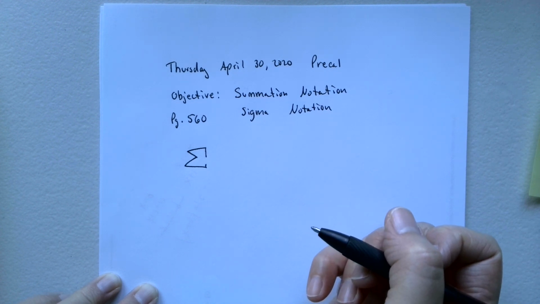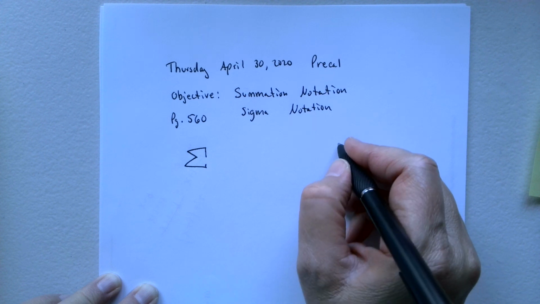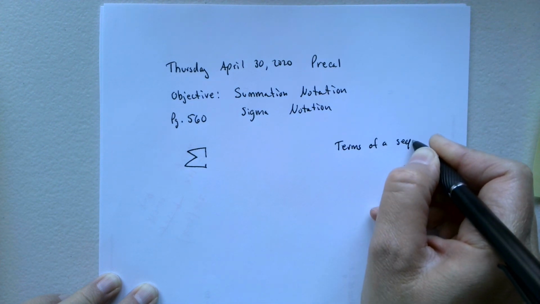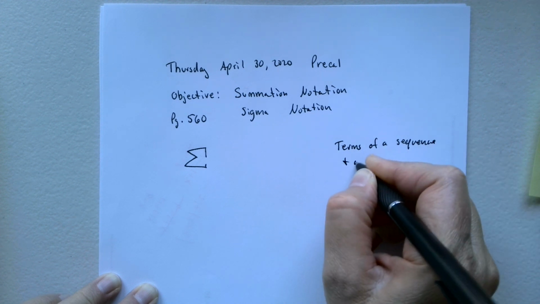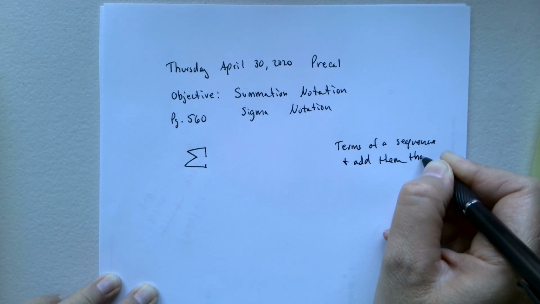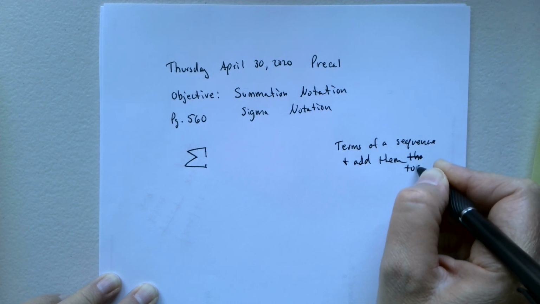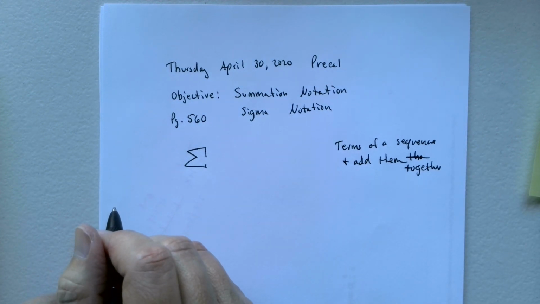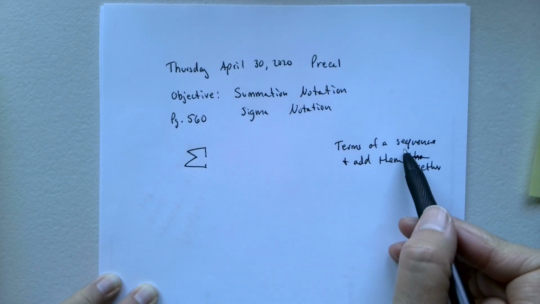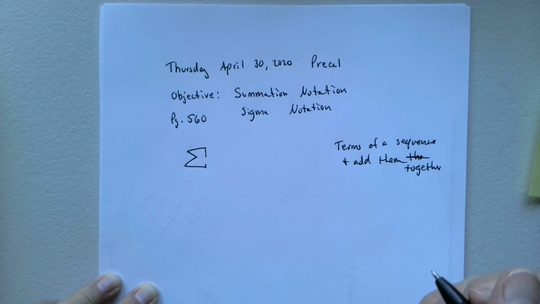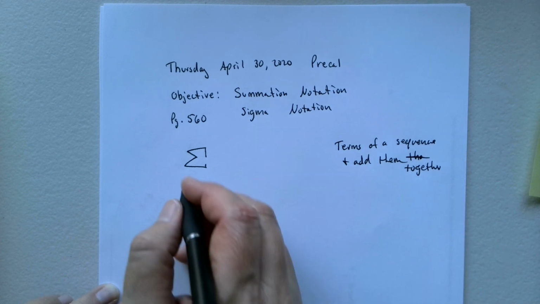And so what we're going to do is take the terms of a sequence and add them together. And that's why it's in this section. Remember that a sequence is just numbers in a very specific order. There's a reason why they are together. So let's talk about the notation, and then I'll give you an example.